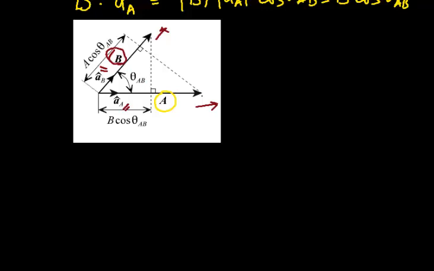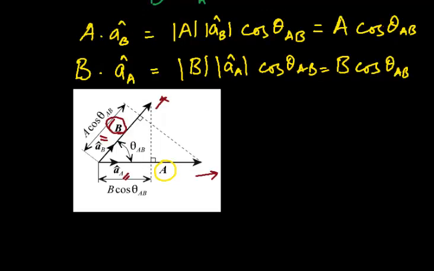Now if you want to project A along B, you project it here, and this is what we were getting from the previous formula, A cos theta AB. This portion of the vector B is the projection of A along B. Likewise, if you want to project B along A, then that is B cos theta AB. So now I hope it is well understood.